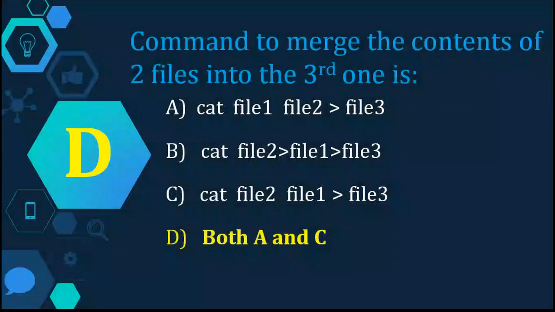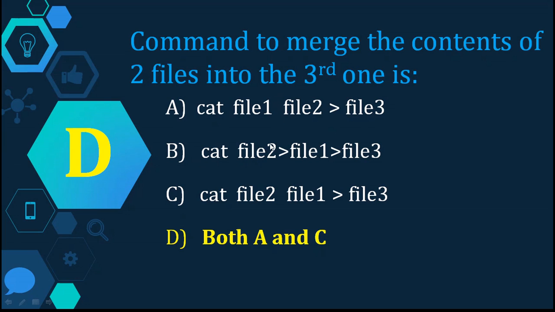So now let's see the answer. The answer is both A and C. Now let's understand how. As we have seen in the previous question, if I write file1 and file2, first the content of file1 and after that the content of file2 will be displayed on the terminal. But if we have to write the content of both these files in some other file, then we have to use the output redirection operator and then the name of the file in which we have to copy the content, right? After writing this, file3 will contain both the content of file1 and file2, with the content of file1 first and later the content of file2, right?